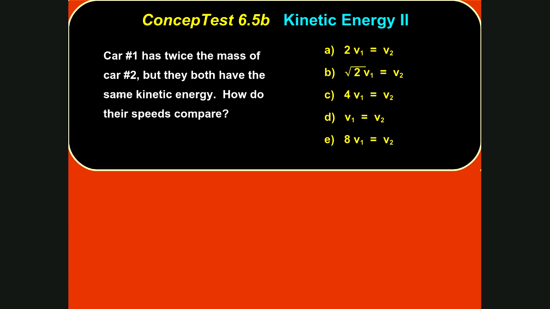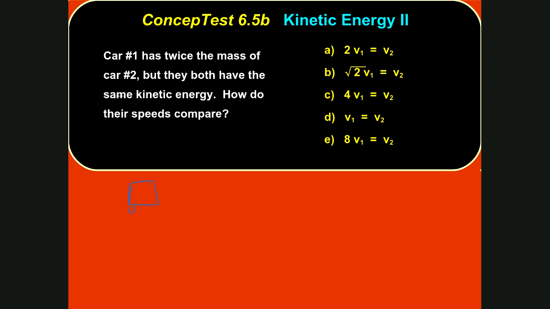So we have car 1 has twice the mass of car 2, but they both have the same kinetic energy. So it's possible that if car 1 and car 2 are moving in such a way that both have the same kinetic energies, their masses can be different. That's possible. So how will we solve this to find out how speeds compare? What should be the relationship for the speeds of the two of them if their kinetic energy is same?